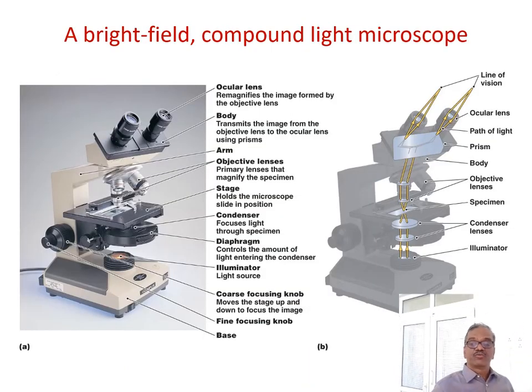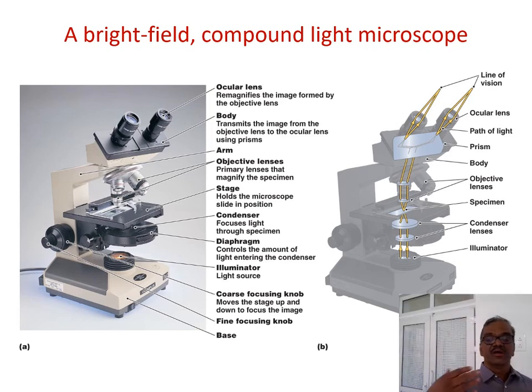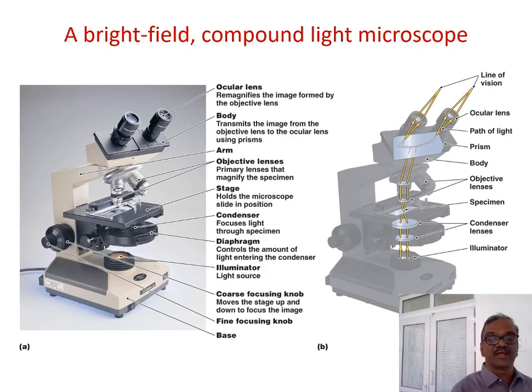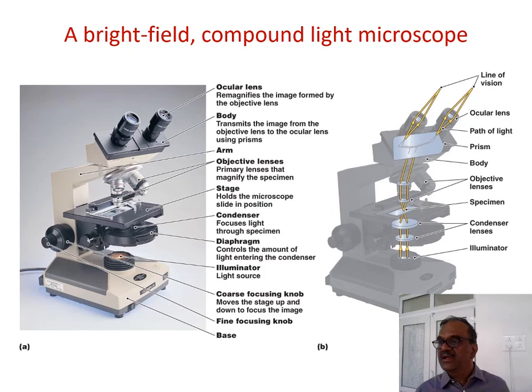Okay, next. So these are the whole parts, already you have seen: fine adjusting knob, base, then coarse focusing knob, illuminator, diaphragm, condenser or stage, objective lens, then arm, body, ocular lens or eyepiece, everything is given here. Is it clear? Okay, so based on the number of ocular lenses, we have monocular microscope, binocular microscope, trinocular microscope. Okay, what is the need for trinocular microscope?